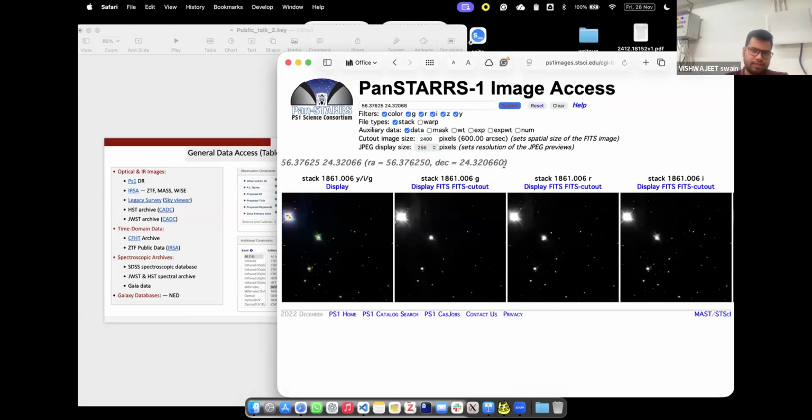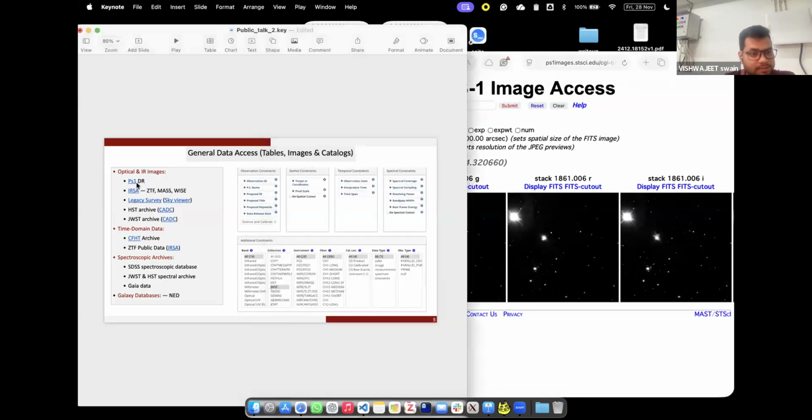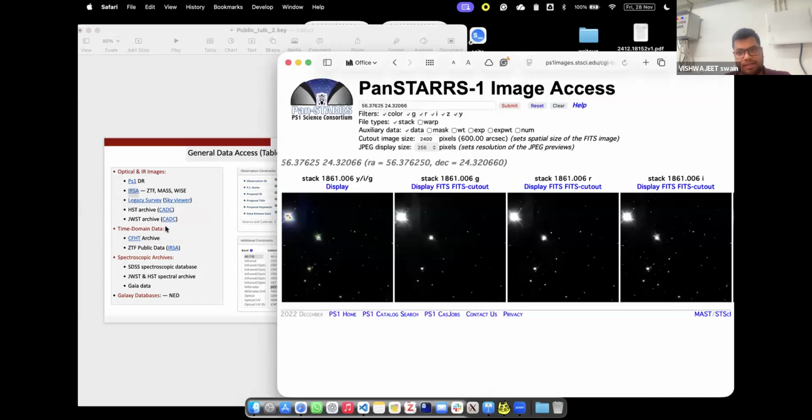For example, we are also utilizing it for image subtraction because they are deeper images and they were observed very early, and whatever image we are currently observing, we can subtract them and get the new transients. Okay, so let's move to the next one, which is the IRSA service.